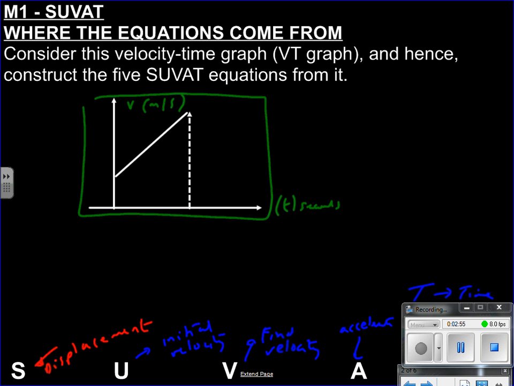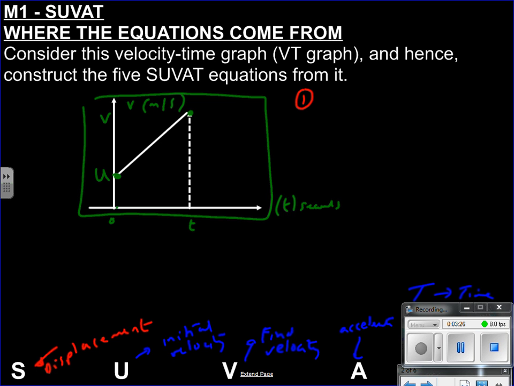Now, SUVAT assumes constant acceleration. Remember I said U was the initial velocity. So here, time is 0, and here's U, our initial velocity. This top point here is where we end. So if this is time t, at this point we've got V, our final velocity. And from here, we can start to derive all of the SUVAT equations.